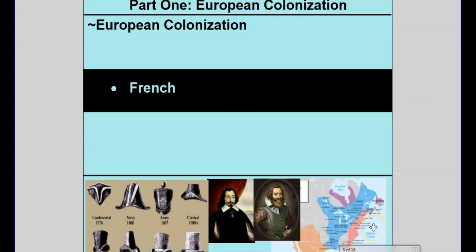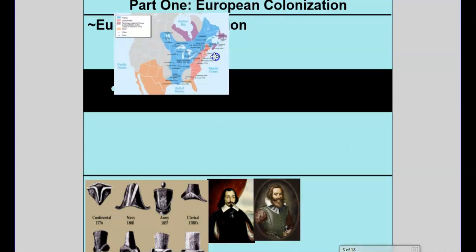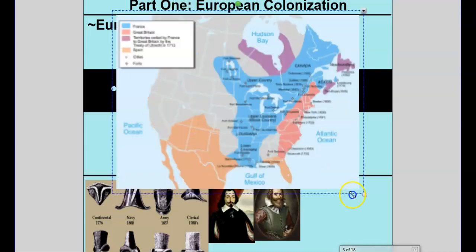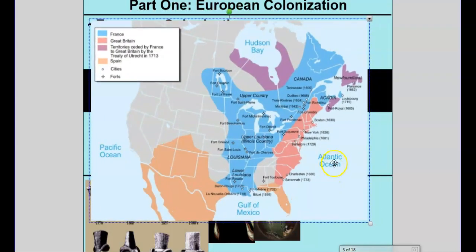Now, the French are going to get settled up in modern-day Canada. Just going to grab this map here real quick, make sure I've got it in the front of everything else. So you can see that France, in the blue, has this massive territory here. The English or Great Britain are in the pink, more of the orange are the Spanish, and then you have some disputed territory in the purple, which we'll talk about a lot as we move through this unit and some of the wars that the English and the French fight for it.